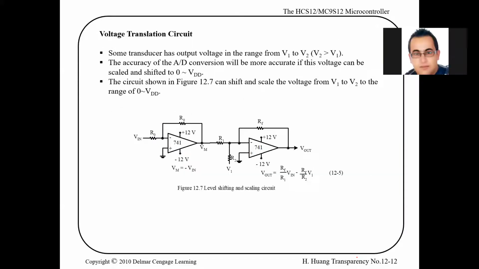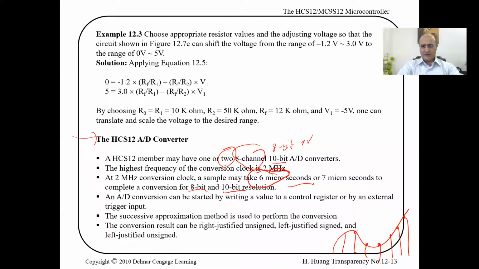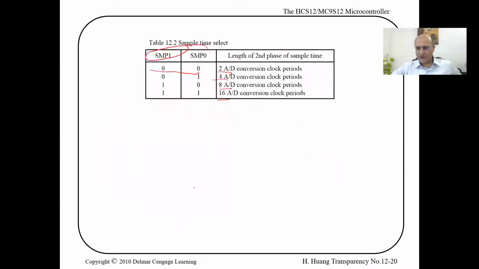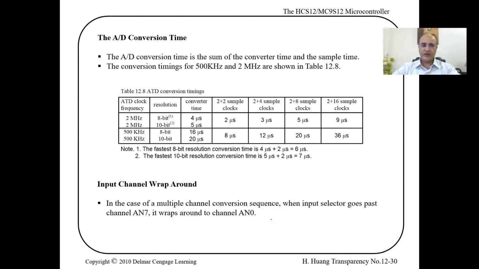Yes, Doctor, 5 or 6 microseconds. Here, 6 if it is 8-bit, or 7 if it's 10-bit. This is the maximum speed. So this is how it was computed, assuming that the second stage of the sample and hold is only 2 clock cycles. If you increase this, you'll increase the time. If you make it 4, you're adding 1 microsecond extra. This is at 2 megahertz. You can slow down if you want. And this is a table that summarizes these. Anyway.